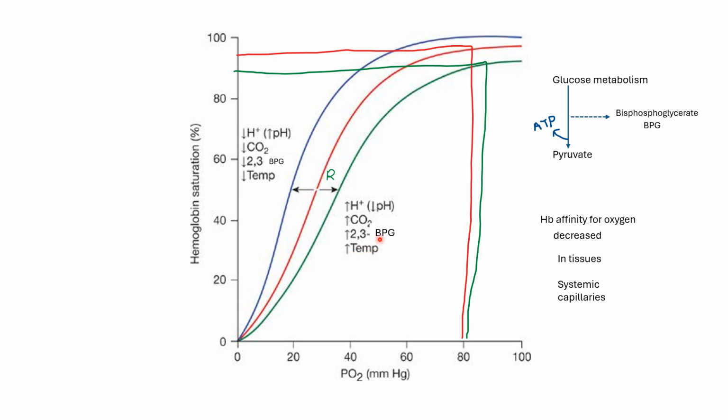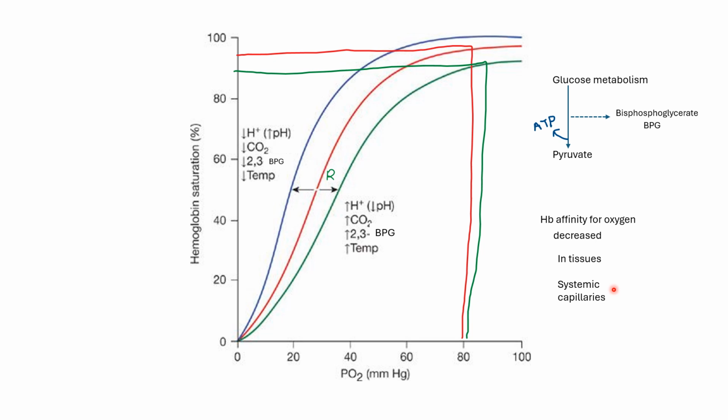And then this BPG, you don't have to memorize this name yet. This is present in the cells. Why is it present in the cells? Because it is a byproduct of glucose metabolism. So all of these factors decrease the affinity of hemoglobin for oxygen, and the oxygen is unloaded in the systemic capillaries.